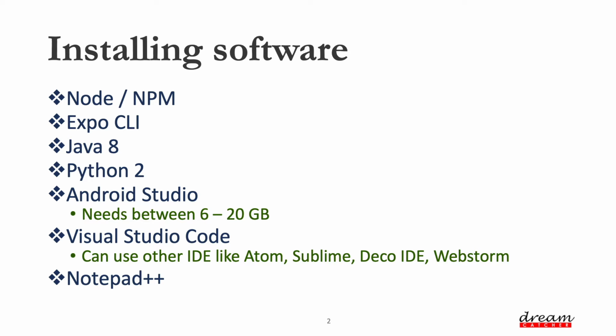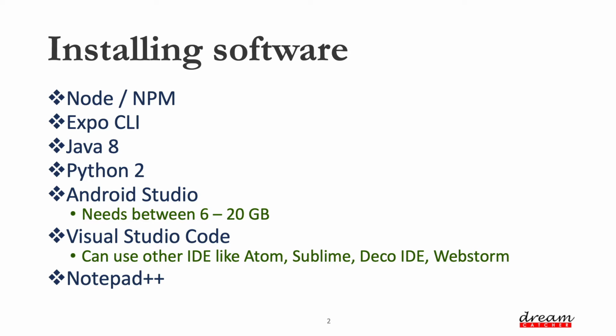Then we will install Java 8, which is required for developing in Android Studio. We will install Python 2, which is required for us to start up AVDs in Android Studio. Then we'll install Android Studio itself.